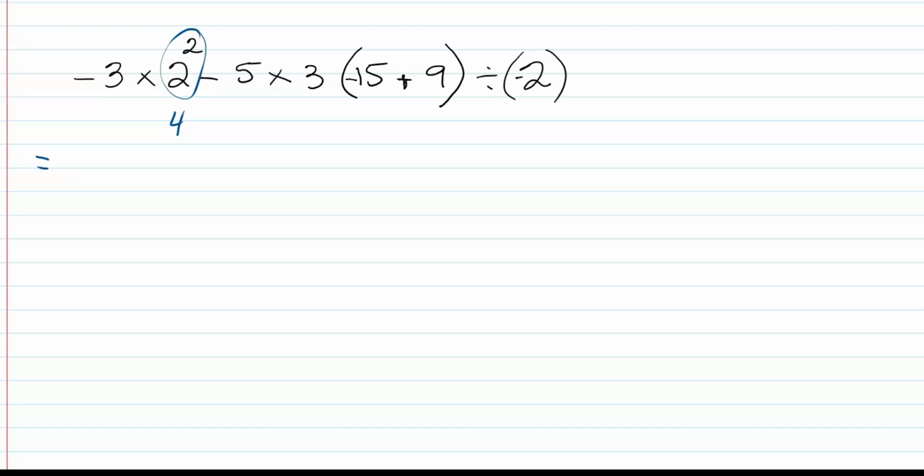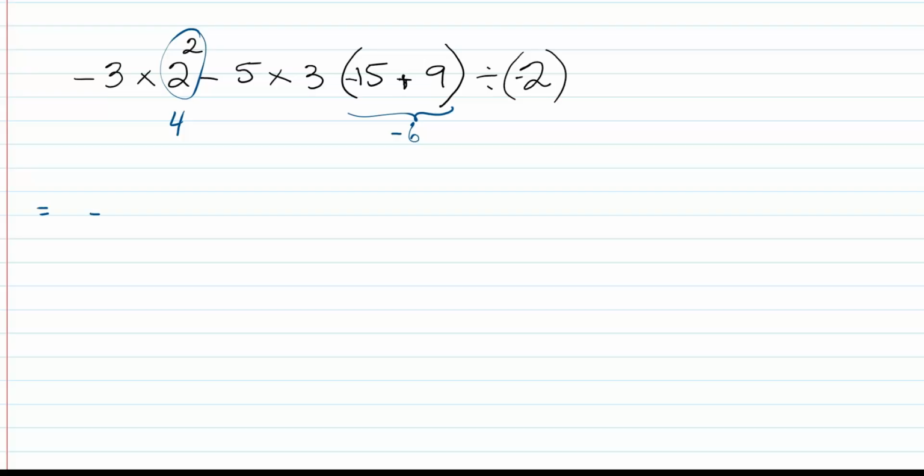Then we have a bracket here we have to deal with. Minus 15 plus 9. What is that? That's negative 6. Very good. Nothing else we can do with the negative 2. Now we're going to rewrite this so that it looks better, so that it looks simpler.